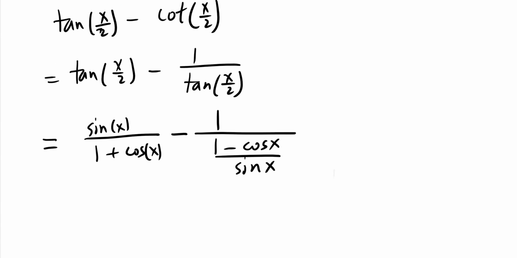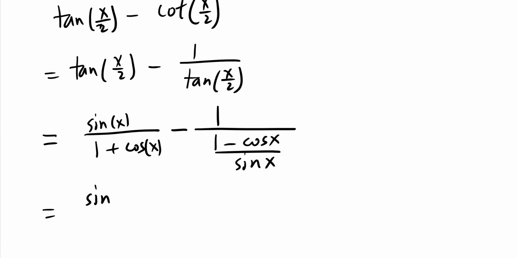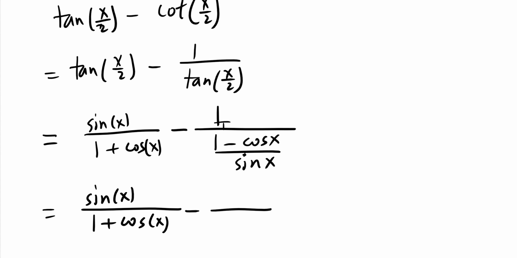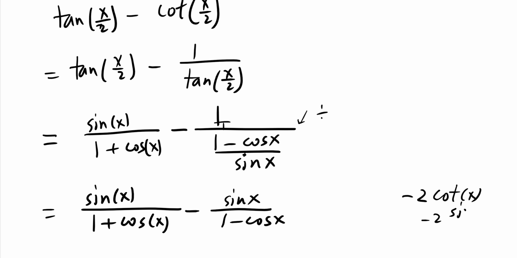Why did I use this one? Because watch what happens. This stays the same. The sine, this is over 1. So you can switch the division to multiplication and flip the fraction. So remember, I want cotangent, or negative 2 cotan. Cotan, remember, is sine over cosine. That's why I'm getting everything down there now in terms of cosine.